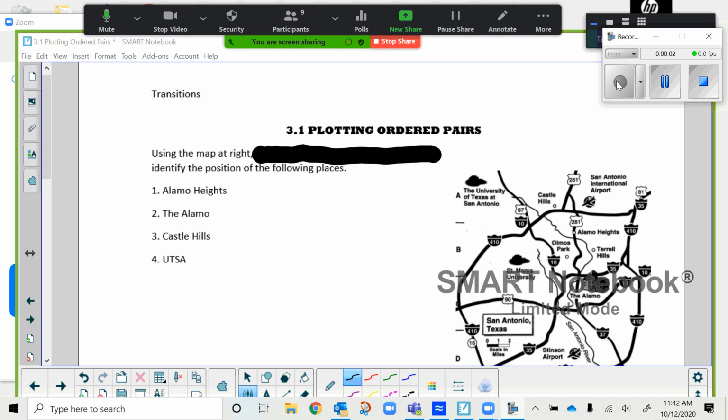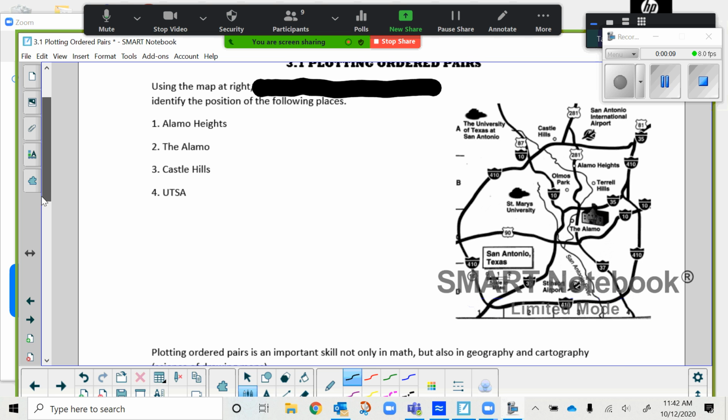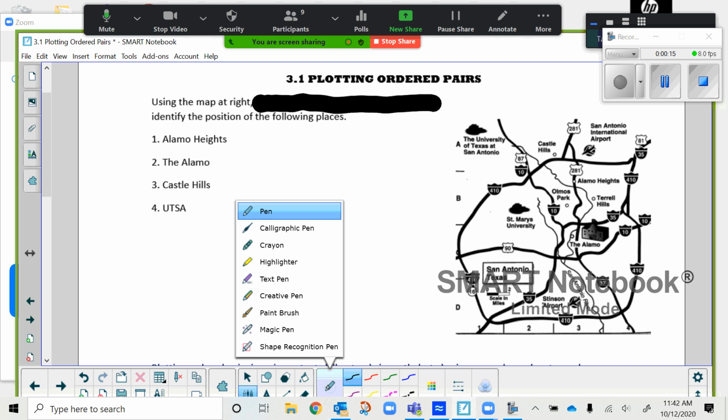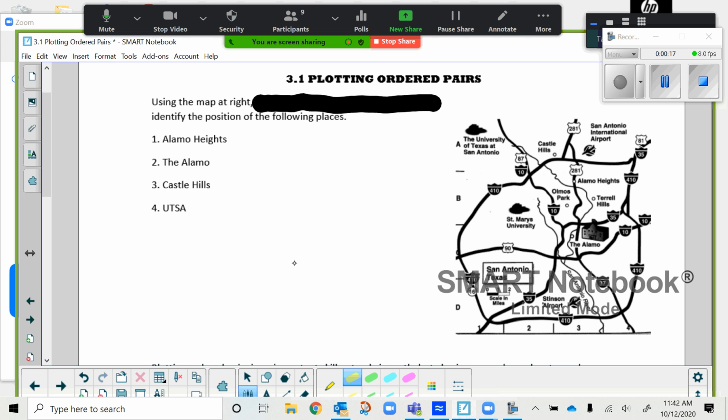Okay, so let's try this again. So this map on the right is a map of San Antonio. And what these problems right here, 1, 2, 3, 4, are asking you is to use this grid. I don't know if you can see it, but there's A, B, C, D here, and 1, 2, 3, 4 here. Use those grids to identify the position of the following places.